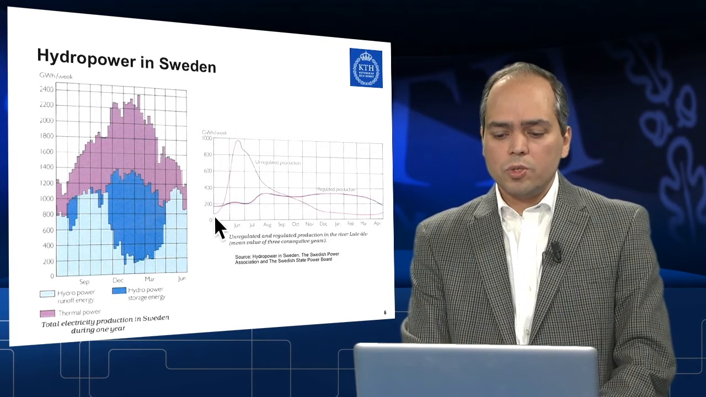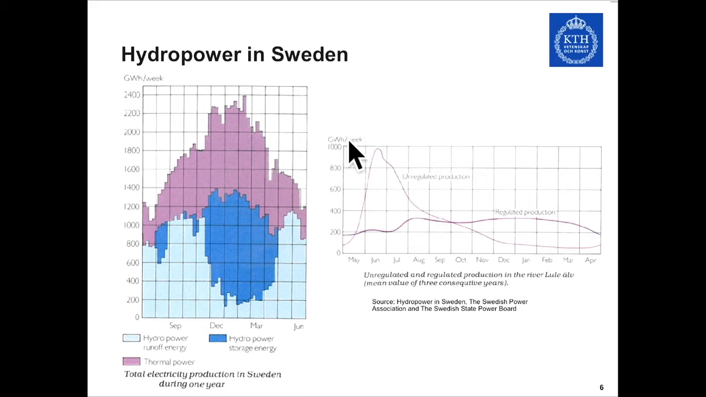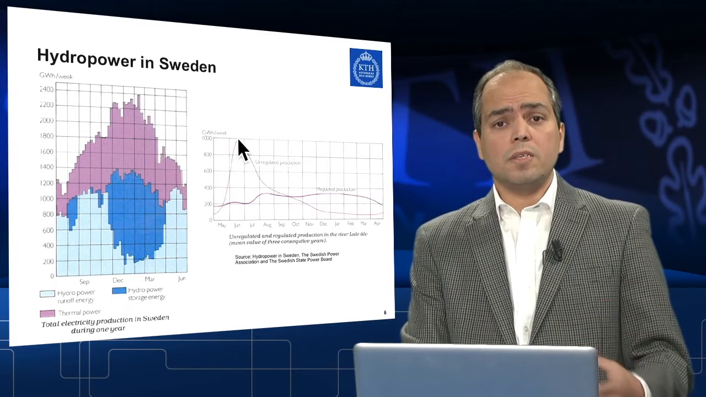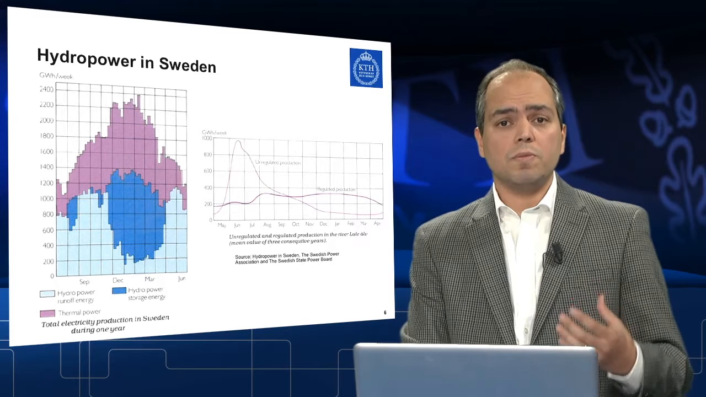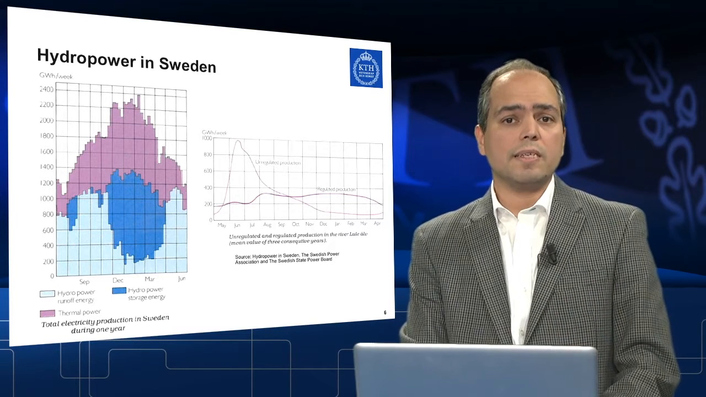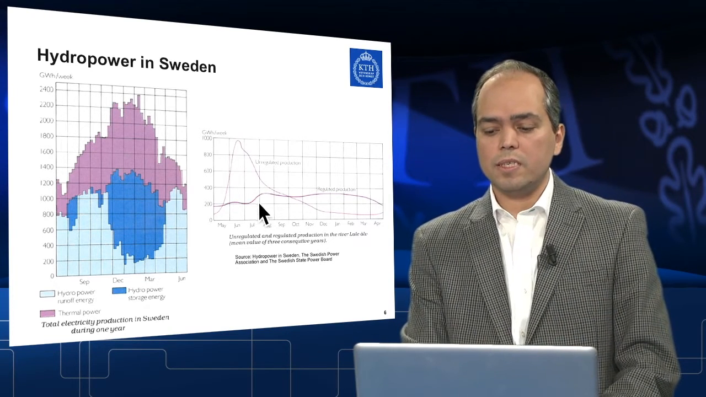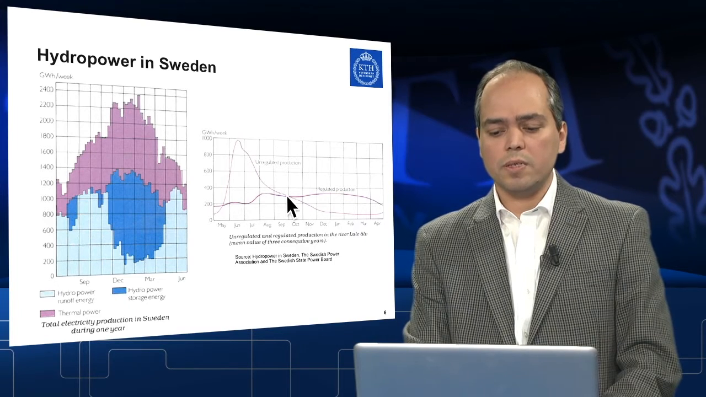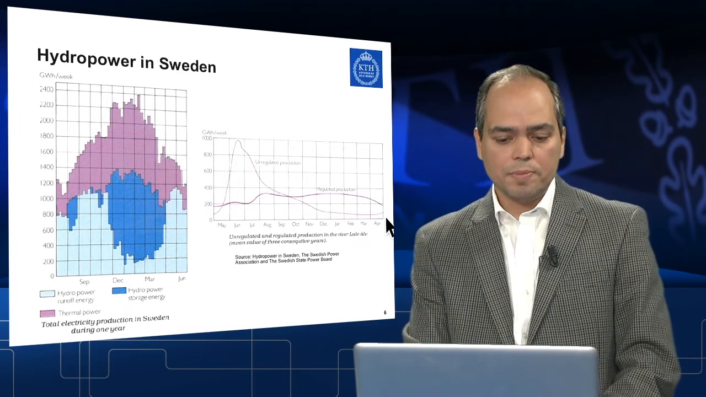The graph on your right shows the unregulated production. On the y-axis it's the gigawatt hour per week production, and then you can see the different months of the year. If it's unregulated production, then you can see that in June and July, when more flow comes, the production goes higher. But in fact, by implementing larger-scale power plants, which include dam building and water storage, the production could be regulated more uniformly all along the year.